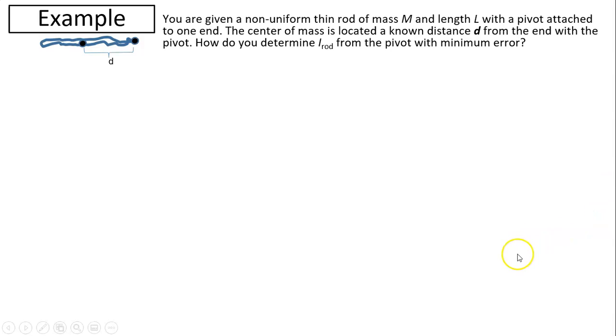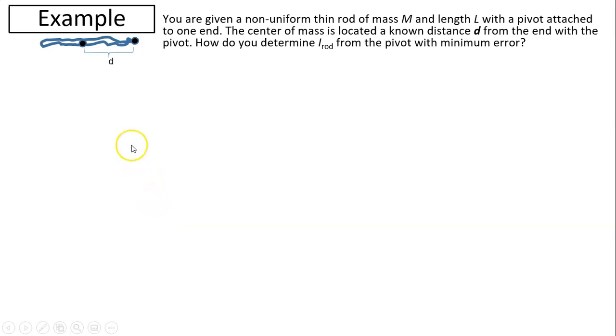Another example: you are given a non-uniform thin rod of mass m, length L, with a pivot attached to one end. The center of mass is located right over here, a known distance d from one end with a pivot right over here. How do you determine I rod from the pivot with minimum error?